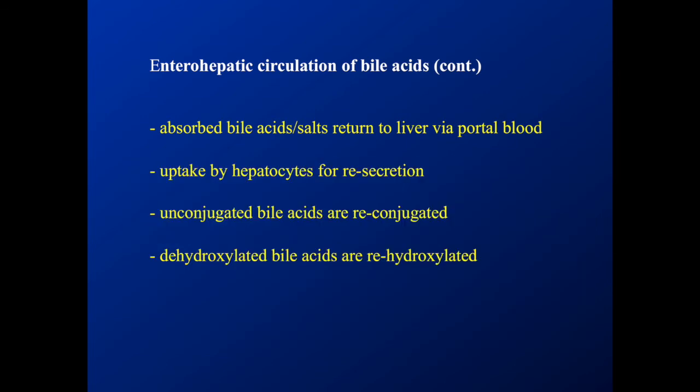So once the bile acids and conjugates return to the liver via the portal blood supply, they're reuptaken by hepatocytes and then primed for resecretion. Unconjugated bile acids are reconjugated, and secondary bile acids are then rehydroxylated into primary acids, and they're primed then ready for resecretion.